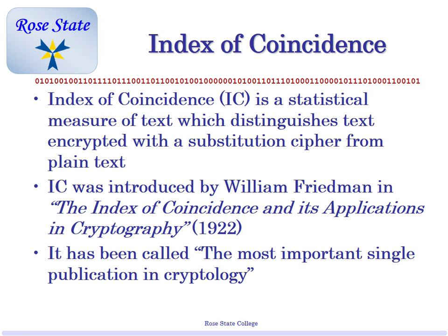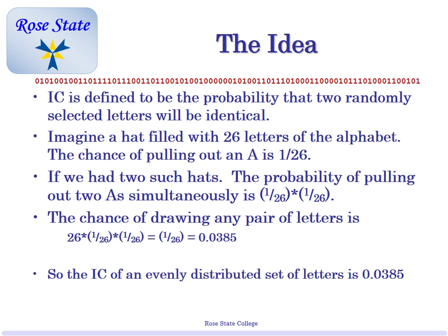Okay, here's the idea. Index of coincidence is defined as the probability of having 2 randomly selected letters that are identical. So imagine I have a hat with 26 letters. There's only 26 in there, 1 of each letter. I pull out an A. What's the odds of pulling out an A? 1 out of 26. Pretty easy. We have 2 hats. What are the odds of pulling out an A from the first hat and an A out of the second hat? 1 out of 26 times 1 out of 26. Do that for every letter in the alphabet, and you'll get 0.0385 because those are random letters.